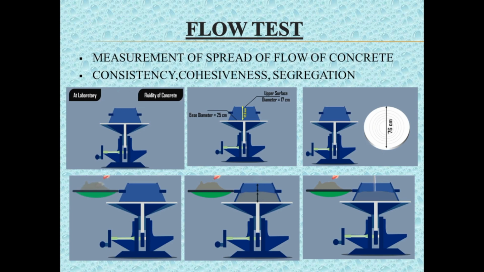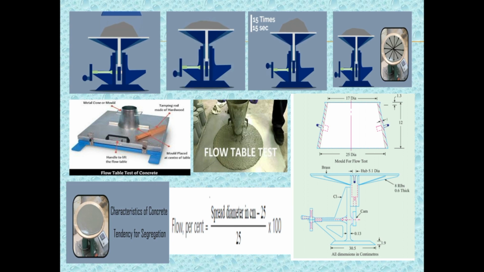After the top layer is rodded evenly, the excess of concrete which has overflowed the mold is removed. Now, the mold is lifted vertically upward and the concrete stands on its own without any support. The table is then raised and dropped 12.5 mm 15 times in about 15 seconds. The diameter of the spread concrete is measured in about 6 directions to the nearest 5 mm and the average spread is noted. The flow of concrete is the percentage increase in the average diameter of the spread concrete over the base diameter of the mold.